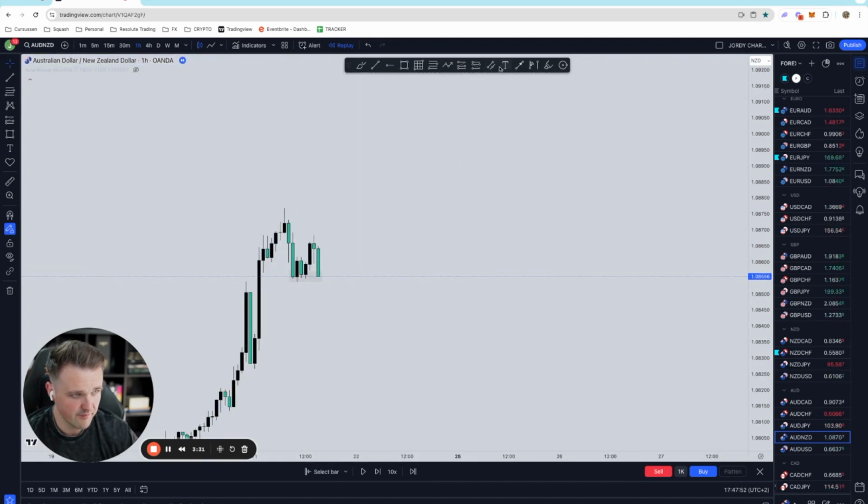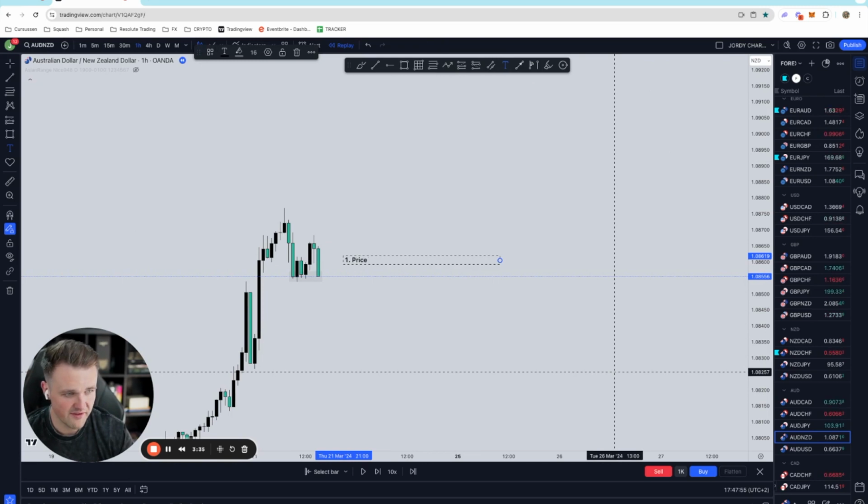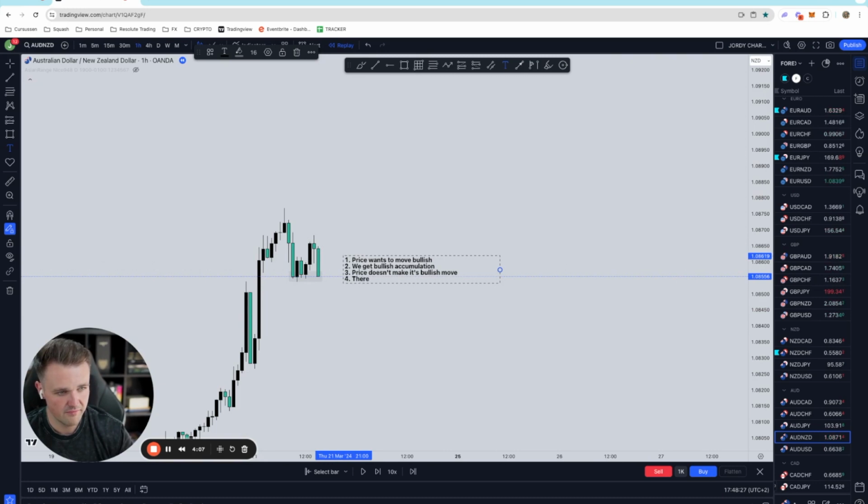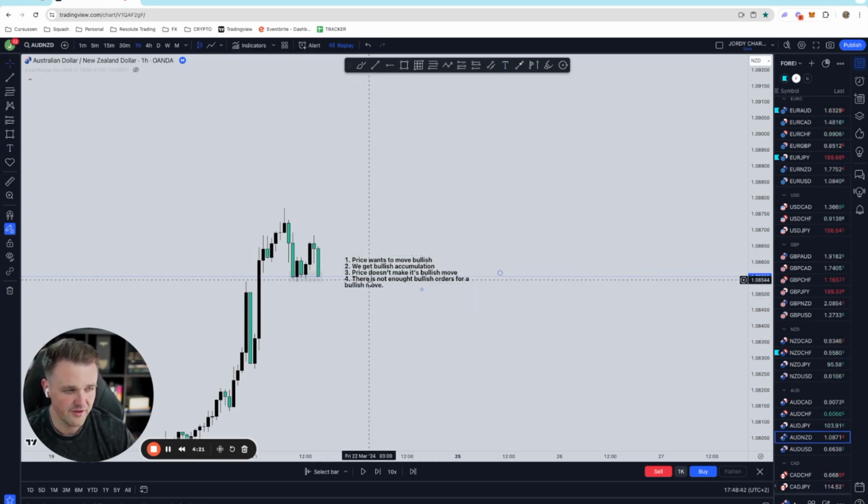So when we see price right here, there's two things you should know. One, price wants to move bullish. There's a couple of things you need to note down. So these are quite important lessons about price action, actually. So price wants to move bullish because we get, oh my God, we get bullish accumulation. Sorry if I make some typos. Okay. Price doesn't make its bullish move. As you can see, we have this bearish price action right here. So there is not enough bullish orders for a bullish move. Let's just say for a move. No, it needs to be bullish. Bullish move.